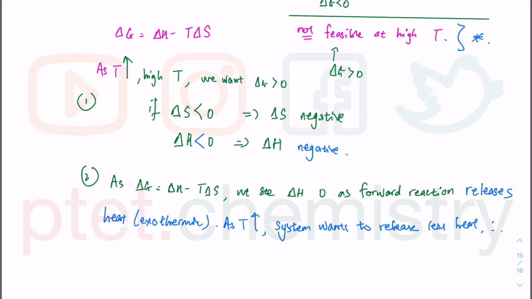Therefore, favor the backward reaction. When you favor the backward reaction, it becomes less feasible in the forward reaction. Therefore, based on the information given, not feasible at high temperature, that's how I get it to be exothermic in the forward sense, is negative.